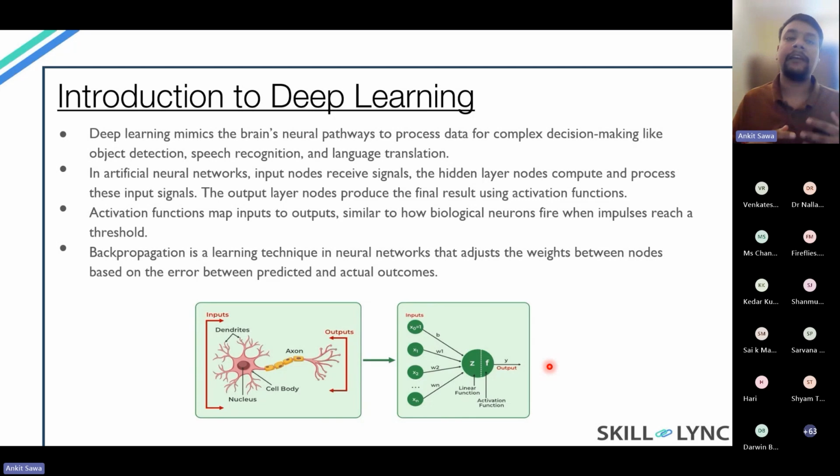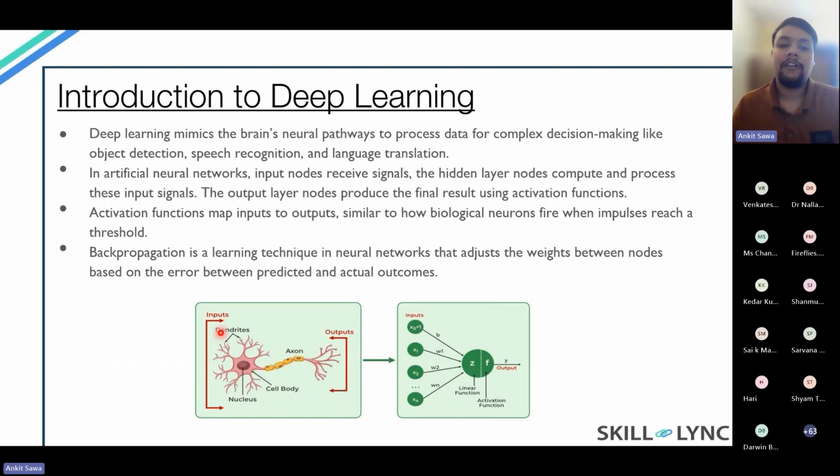it's basically mimicking the mechanism of neural networks, which is basically our brain itself, the network of the brain. So how is our brain basically defined? It processes complex decision making using the complex data that we collect through the different sensors in our body. It can be object detection, speech recognition, language translation. These are some common use cases that we see in the day-to-day world using deep learning techniques.